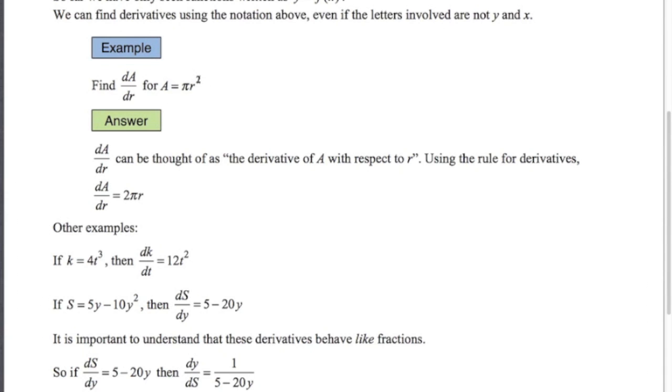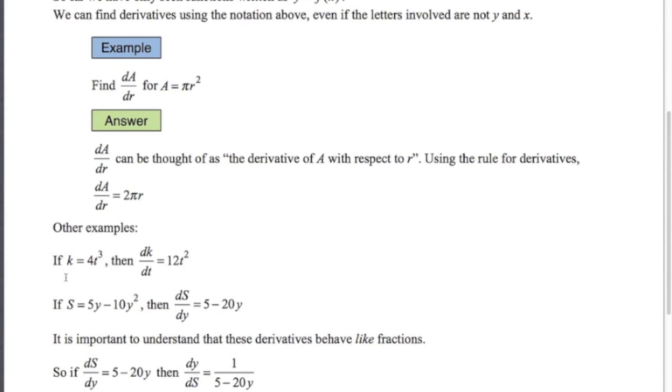So the same rule applies. We put the number down the front, we subtract 1 from the power. Pi is just a number, so we've got 2 pi r. So the derivative, yes, is the same as the formula for the circumference of a circle. That's something interesting to think about, but we won't go into it now.